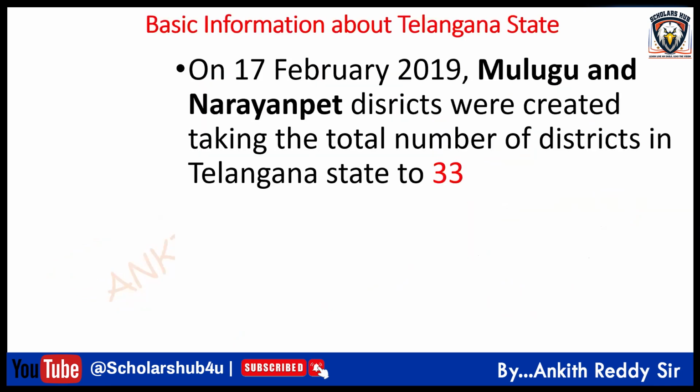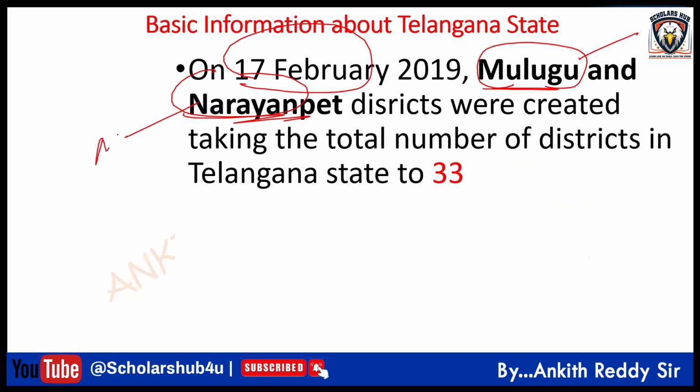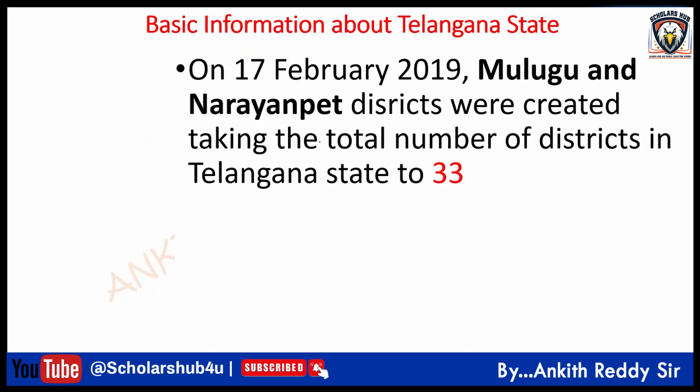Right. So on February 17, 2019, Mulugu and Narayanpet districts were created. From which district was Mulugu formed? From which district was Narayanpet formed? Narayanpet was formed from Mahbubnagar and Mulugu from Jayashankar Bhupalpally. Right, very good. So that's how the total number became 33 districts.